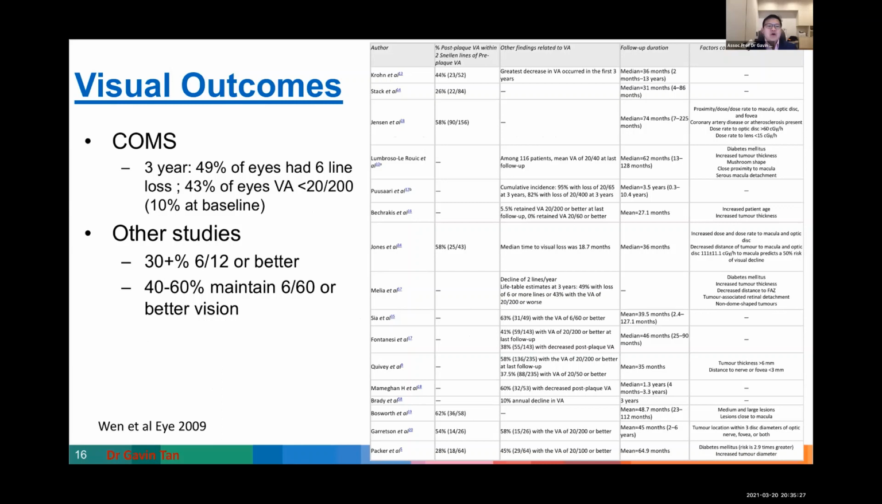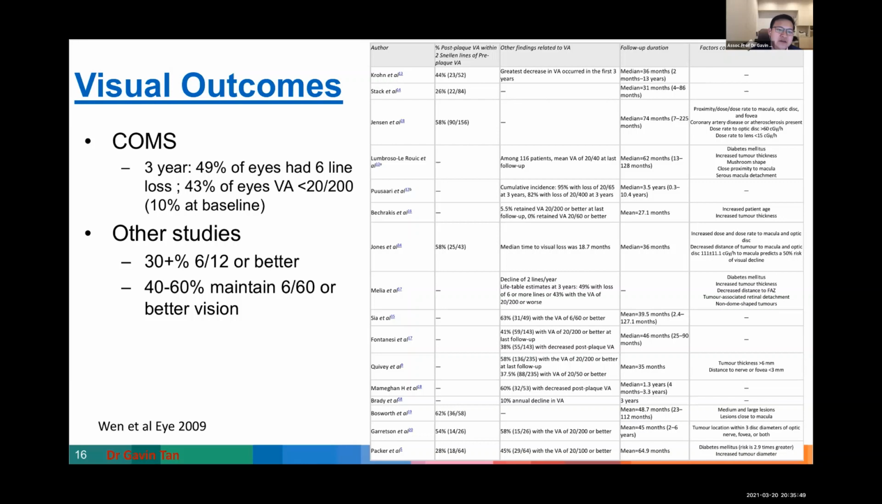So we know we are primarily a globe-sparing therapy, but we do preserve some vision. It's not ideal. In the COMS at 3 years, they found that 49% of eyes had a six-line loss, and overall, 43% of eyes had vision equal or worse than 20/200. This was compared to 10% at baseline. So 33% are new cases of very poor vision after ocular brachytherapy.